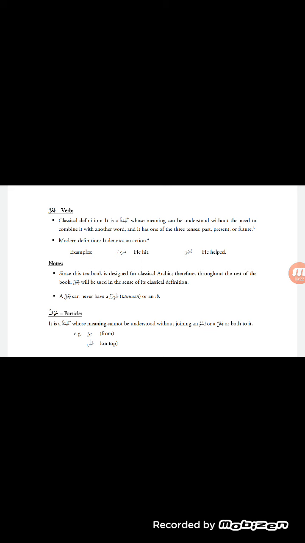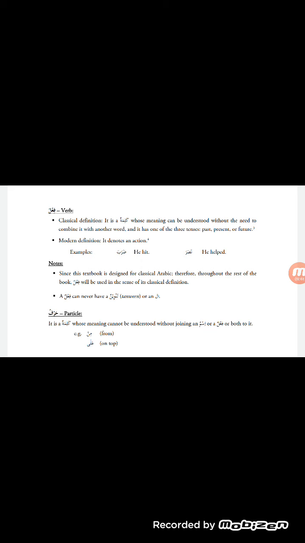I say daraba, the listener understands that somebody was hit, he hit. Nasara, he helped. Daraba is past tense, he hit. If I say yadribu, this can mean present tense and future tense. Present tense, he hits. Future tense, he will hit. So an action done in the past, past tense. In Arabic, this is known as fi'l madi.